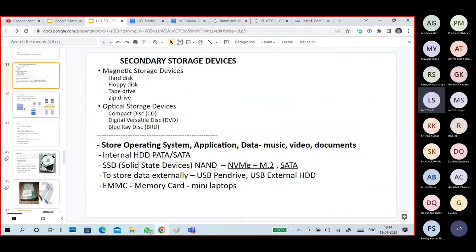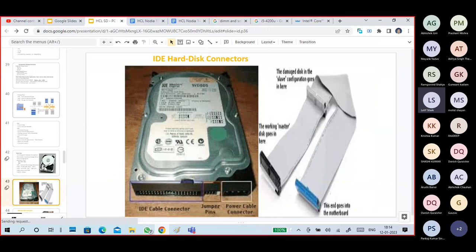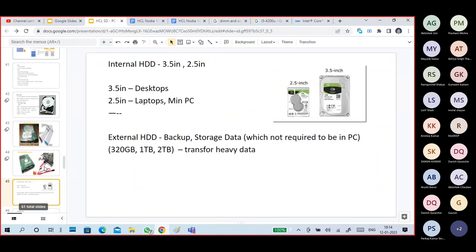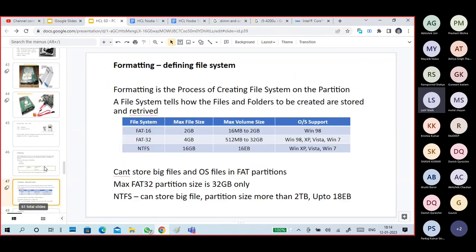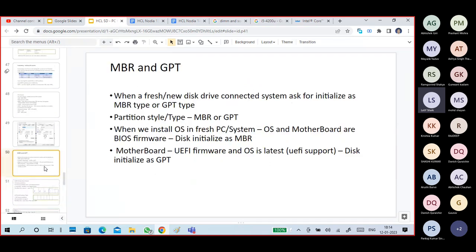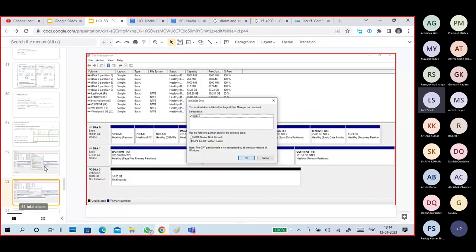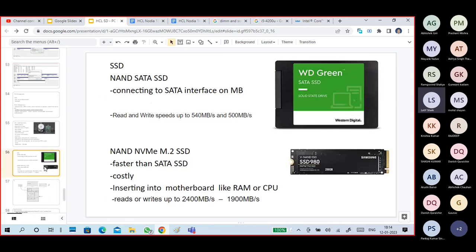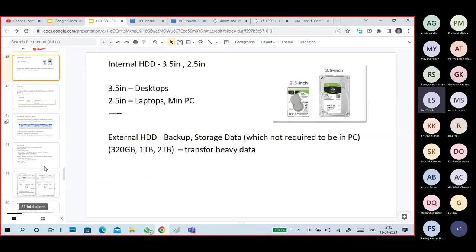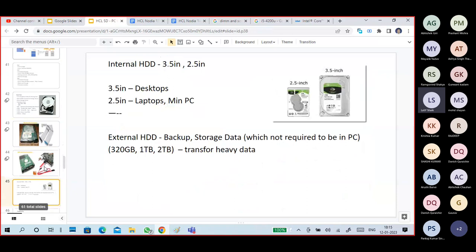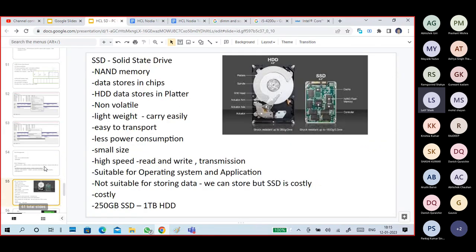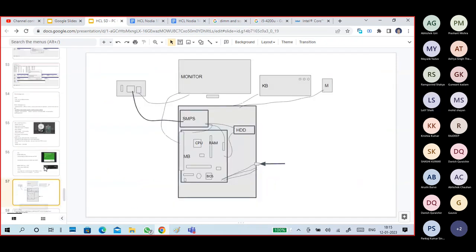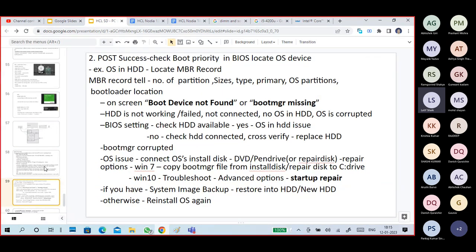Tomorrow we'll discuss, not tomorrow, Monday we're going to discuss different secondary storage devices: what is a hard disk, what are SATA and PATA interfaces, what are 3.5 and 2.5 inch disks, what is an external hard disk, what is GPT, what is MBR, what is partitioning, how to create partitions, what is an SSD, the difference between hard disk and SSD, different types of SSDs, and what is a file system. Once we have done that, if we have time, then the same day we'll try to finish boot processing. That's it for today, guys. These things we will discuss next time.